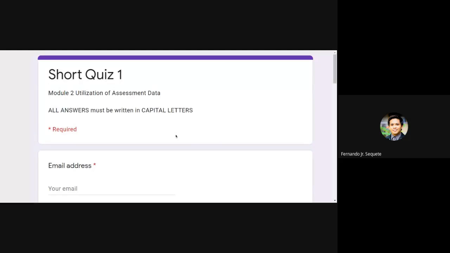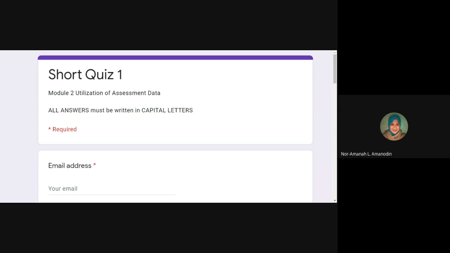Please, children, if I give instructions in the future, in our next quiz, please take note of the instruction. If I say all answers must be written in capital letters, it should be written in capital letters. Why? Because if you answer in a different manner, it will be marked wrong. Our Google form has settings where only the answer I put is the correct answer. Do you understand?